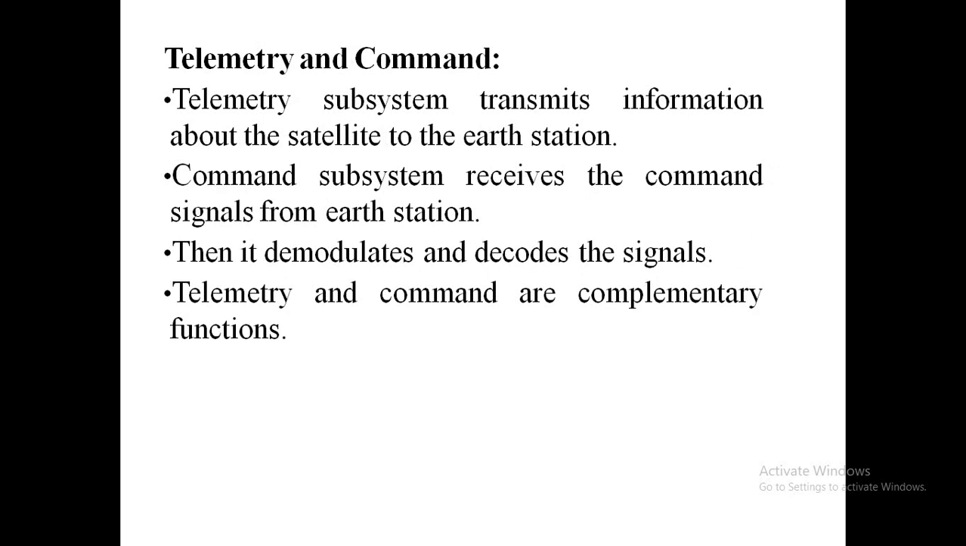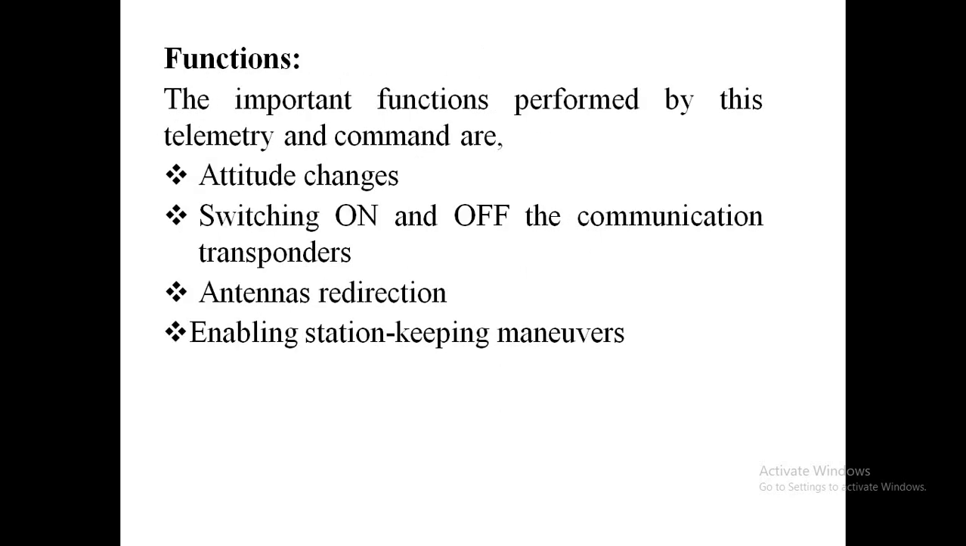Telemetry and command. The telemetry subsystem transmits information about the satellite to the Earth station. The command subsystem receives the command signals from the Earth station, then demodulates and decodes the signals. Telemetry and command are complementary functions. The important functions performed by telemetry and command are attitude changes, switching on and off the communication transponders, antenna redirection, and enabling station keeping maneuvers.